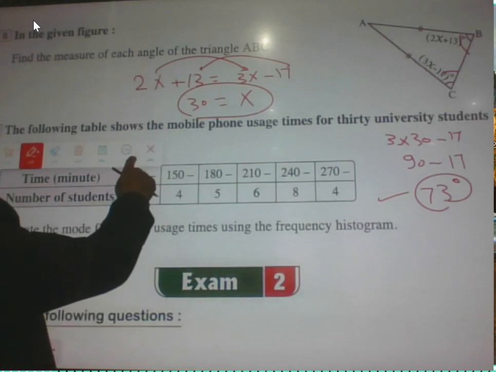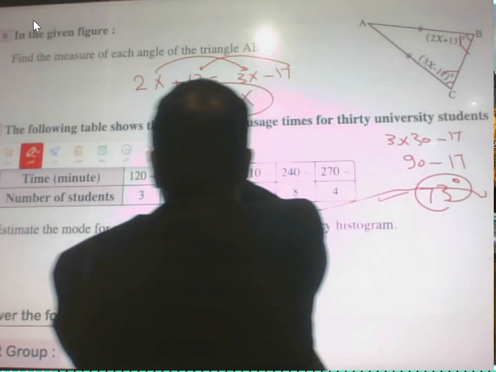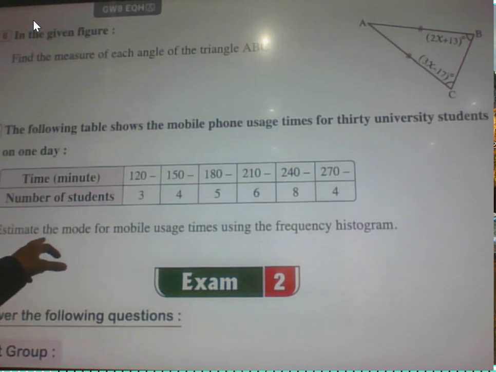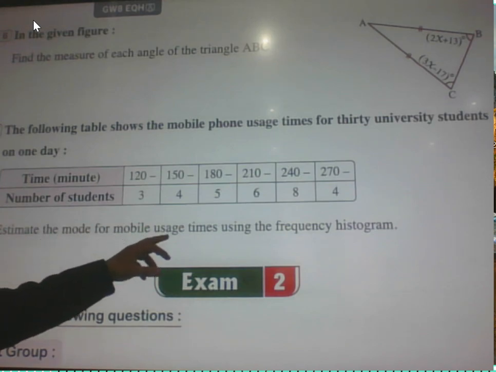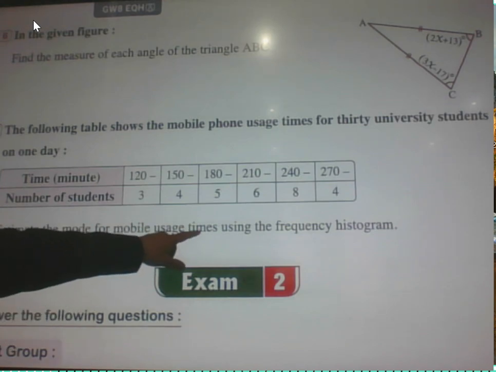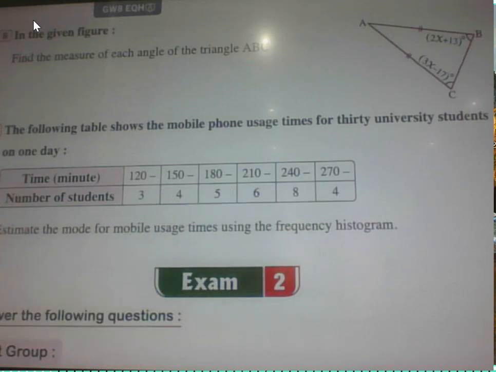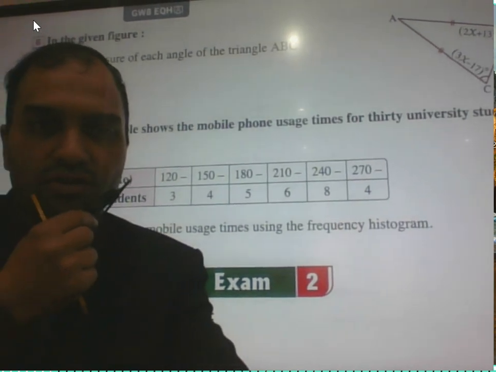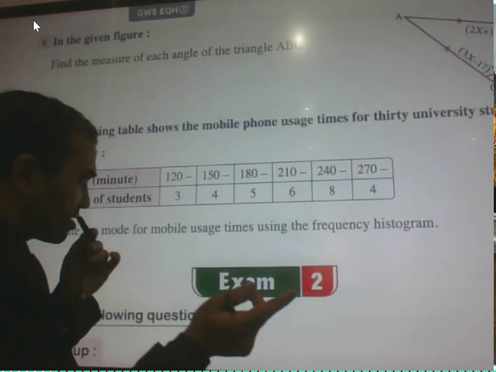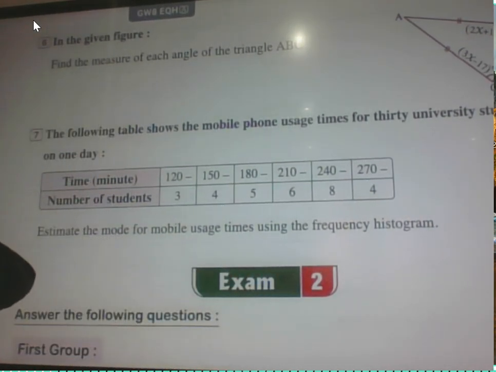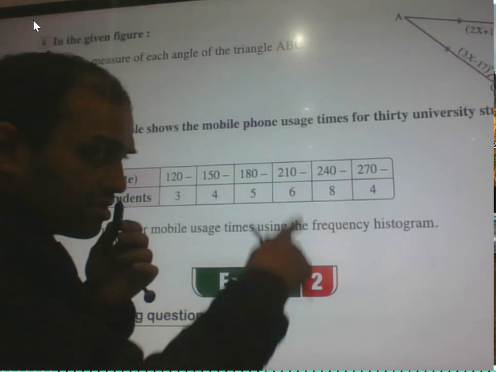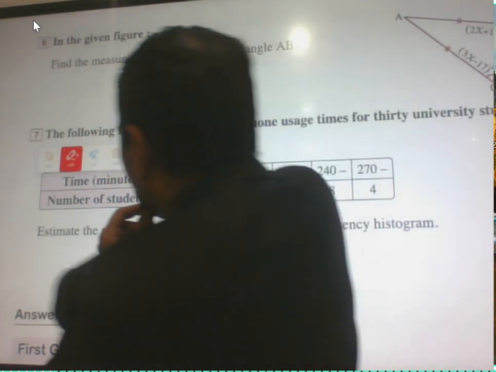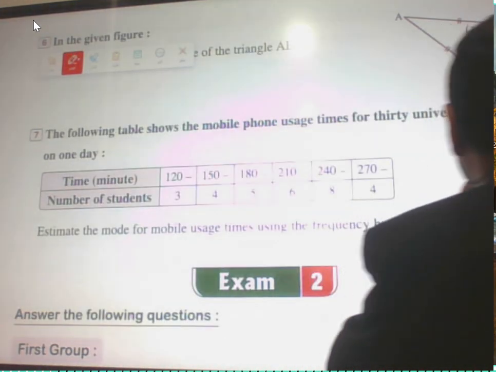Next question. Now he wants to draw a histogram to estimate the mode for mobile usage times using the frequency table. You want to draw a histogram to find the mode. Okay. Look with me at the steps. We can draw a vertical and horizontal axis and find the intervals. And from the highest interval we can find the mode. Okay. Look with me at the solution here.